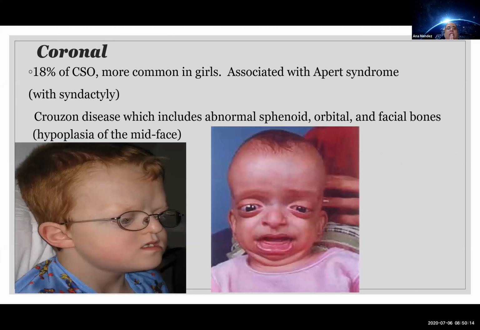The coronal suture is 18% of all craniosynostosis and is more common in girls. It's associated with Apert syndrome, which is craniosynostosis with syndactyly, and also Crouzon's disease, which includes abnormal sphenoorbital and facial bones, and hypoplasia of the midface, which is this one. This is Apert, this is Crouzon's.